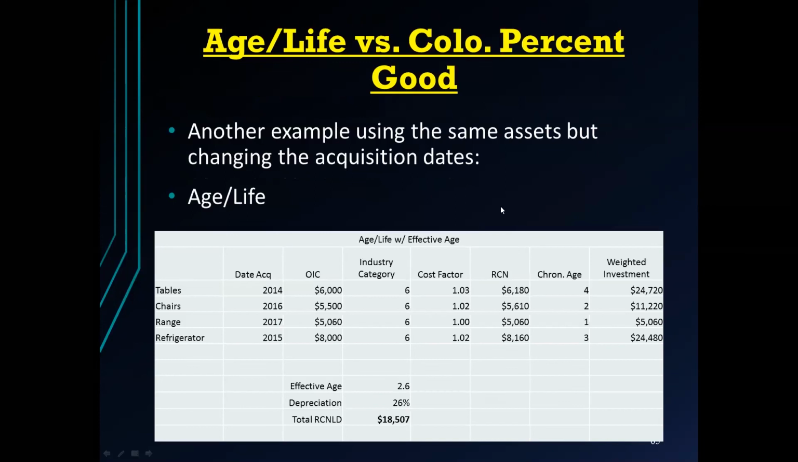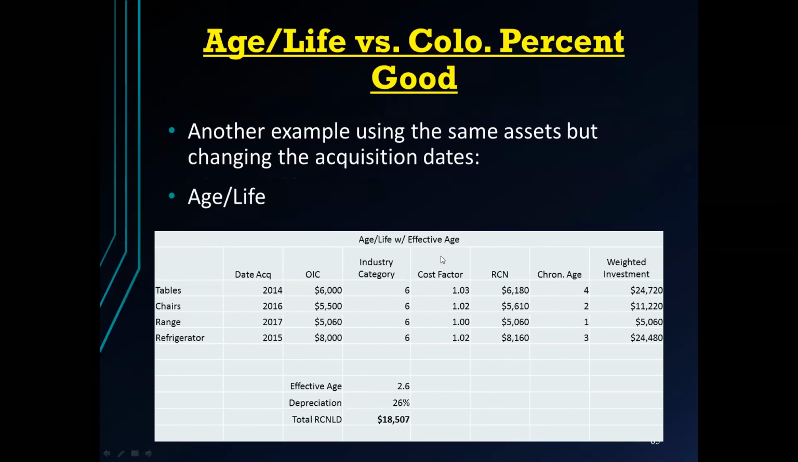We'll see how this changes. Now we have that same grouping of assets. I changed the dates on you though, and I changed the ages. Remember before these were older, 8 years old, 9 years old, very close to the end of their life. Now they're closer to, now it's 4, 2, 1, 3, so kind of newer property.